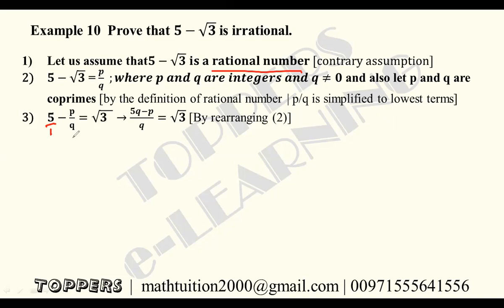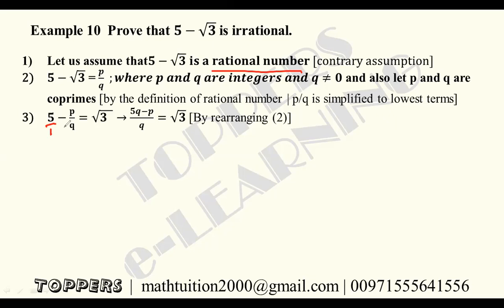Now the second fraction, there is p by q, denominator q. How many times does it go into q? 1 time, right? Any number, the same number goes 1 time. So that multiplied by p equals p. So we are getting (5q minus p) by q.